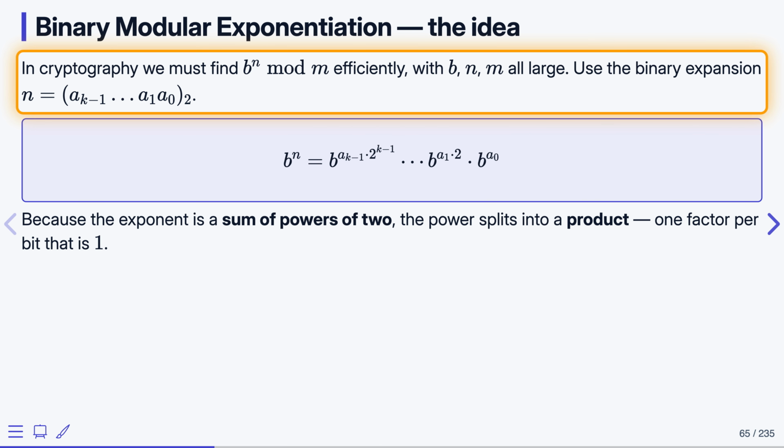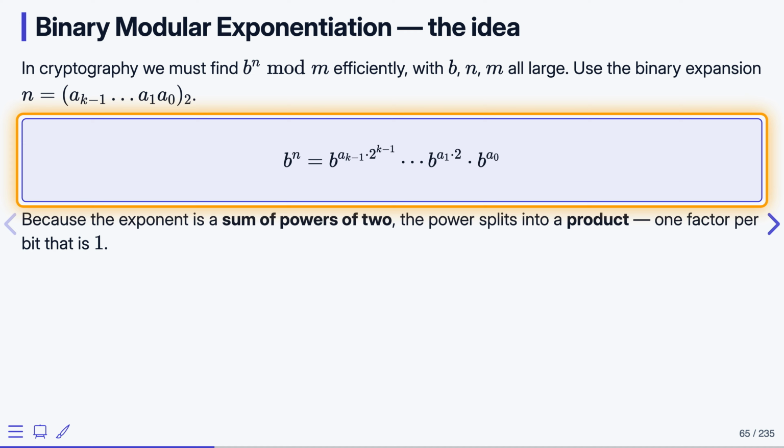In cryptography, we often need b to the power n, mod m, where b, n, and m are all huge. We need a fast way to do this. The trick uses the binary form of the exponent n. Look at the boxed identity.